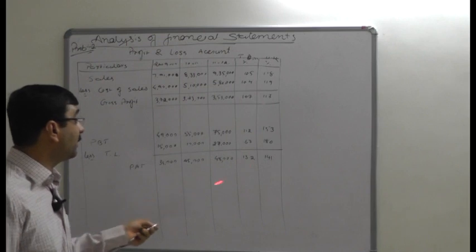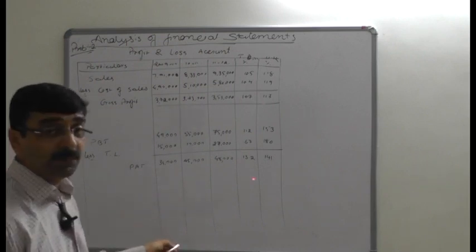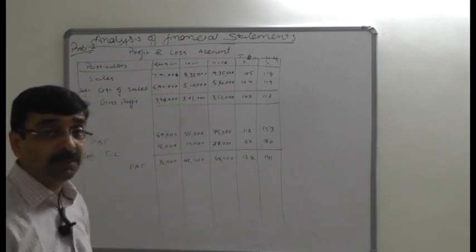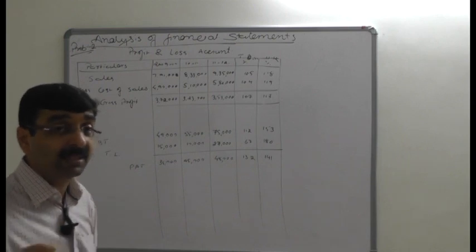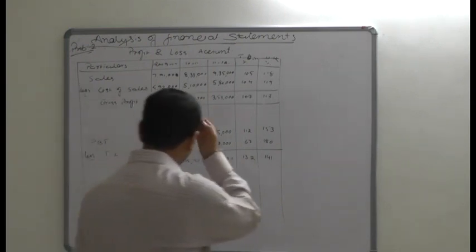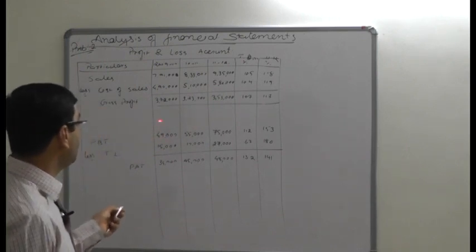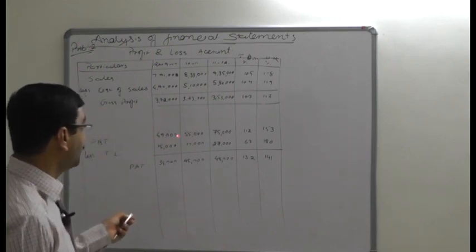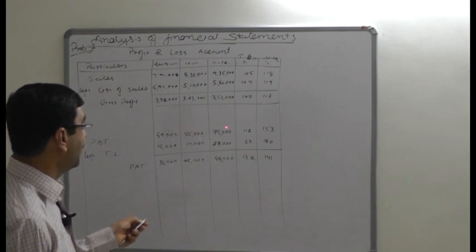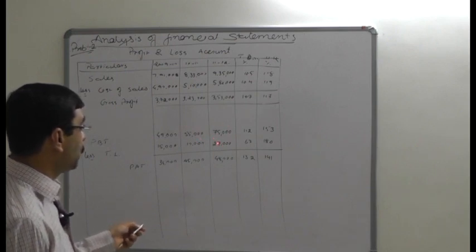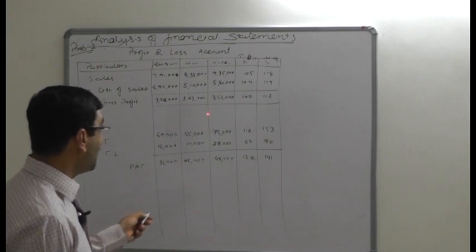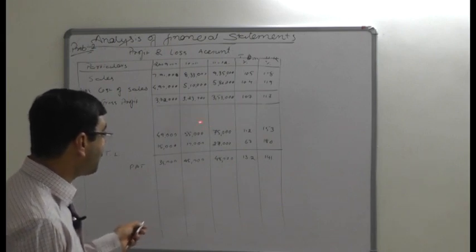Another example was taken from the same data, related to profit before tax. Then the tax liability is deducted from it, and then the profit after tax is identified. Now see here, the base year PBT is 49,000, then it goes to 55,000, and then the next year is 75,000. So somewhere there might be control over operational expenses.